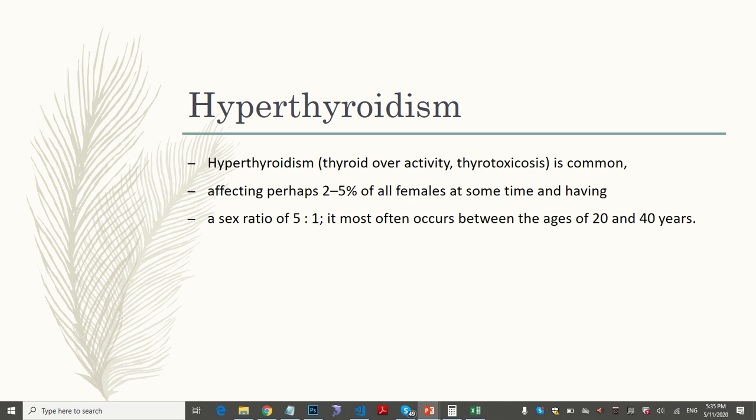Now, hyperthyroidism. Hyperthyroidism is when there is thyroid overactivity or thyrotoxicosis, and it's very common, affects perhaps 2 to 5% of females at some time in their lives, and has a sex ratio of 5:1. It most often occurs between the ages of 20 to 40 years.